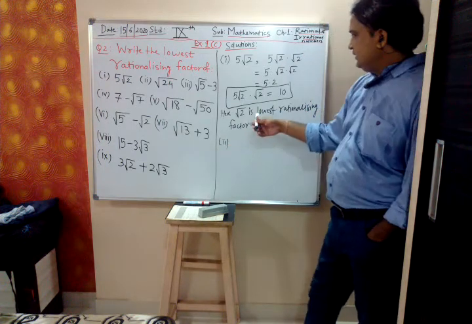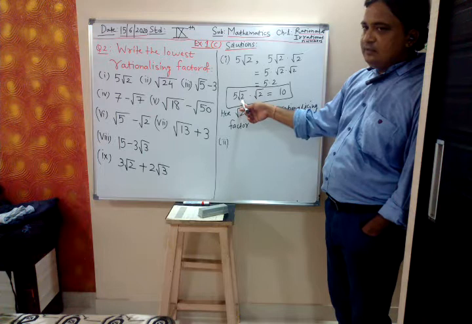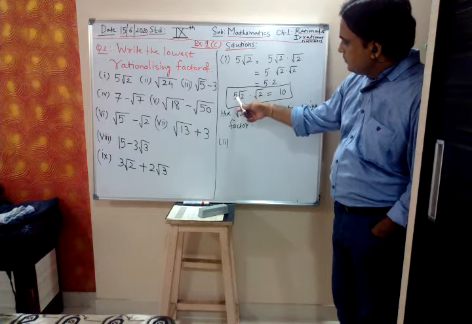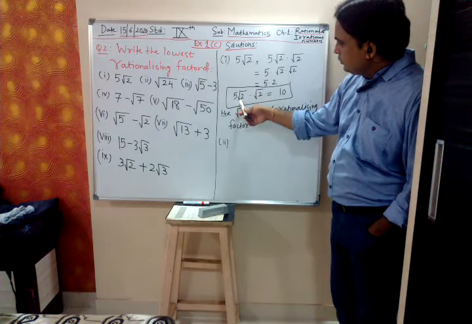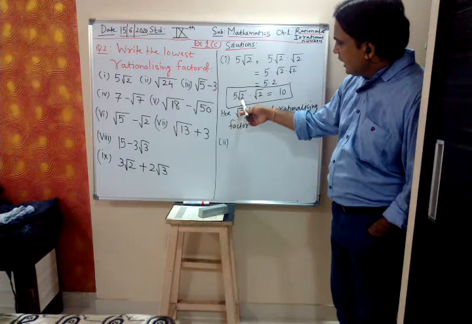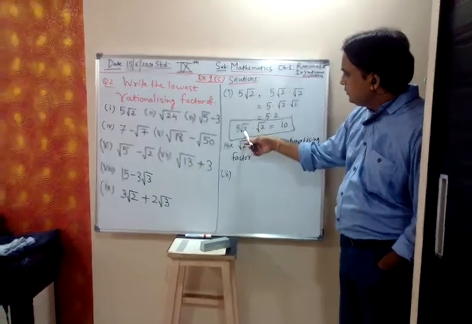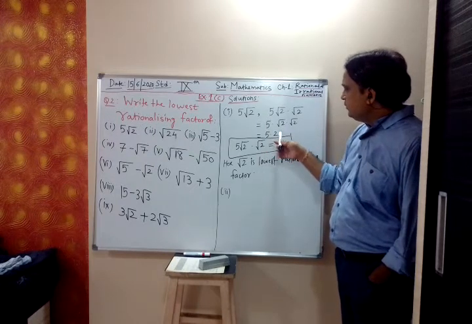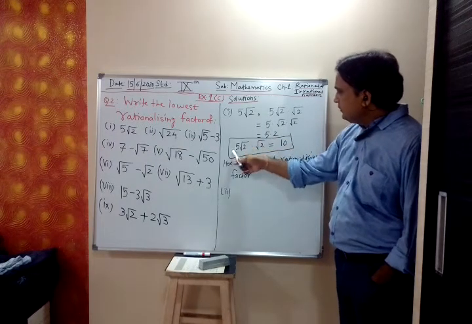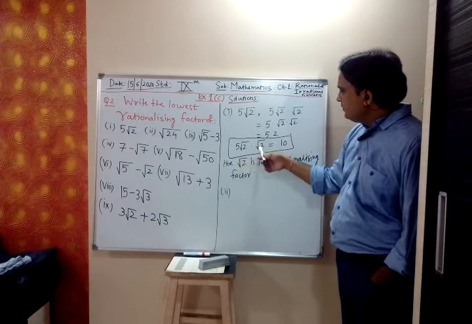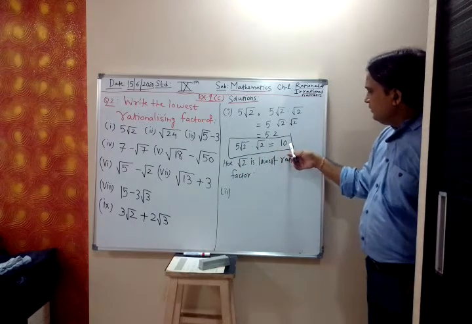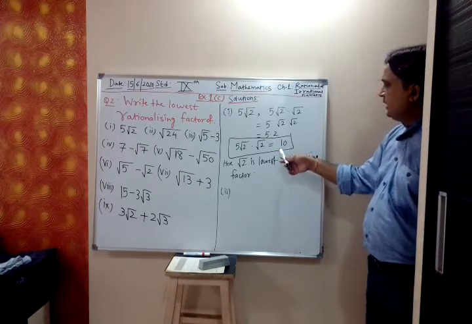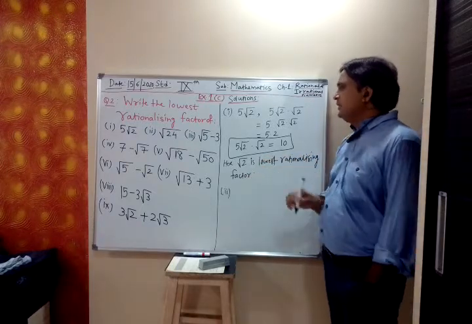Second, 5 root 2, this is the number given. In 5 root 2, the irrational part is root 2. That means I have to remove this root 2. To remove this root 2, I will multiply this number by root 2, because we know that root 2 into root 2 is 2. So this becomes 5 into 2, 10. So when you multiply this 5 root 2 by root 2, it becomes 10, which is a rational number. Now in 10 there is no irrational part. So that means root 2 is the lowest rationalizing factor.